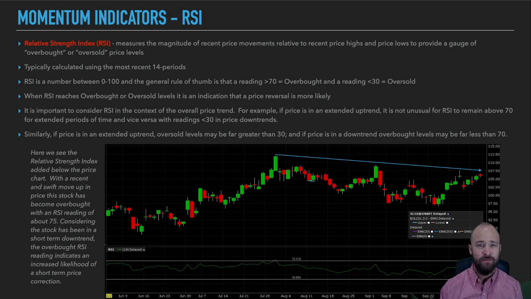So not that important for you guys to memorize the calculation, but just remember that it's a price momentum indicator, and it's going to be a value between 0 and 100. A value above 70 indicates overbought levels. A value below 30 indicates oversold levels. All that said, let's jump into the Market Barometer and have a look at the RSI in action.